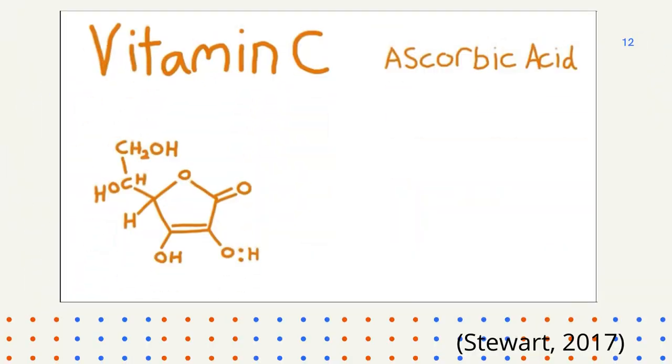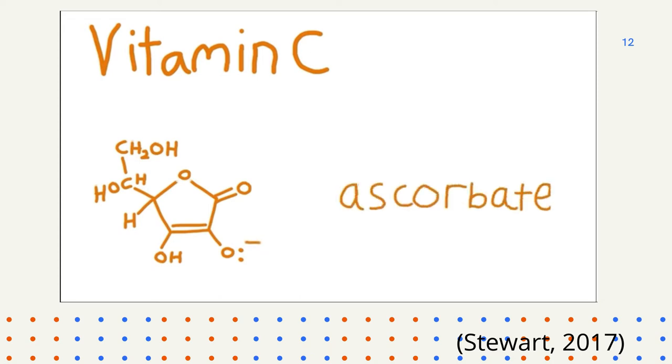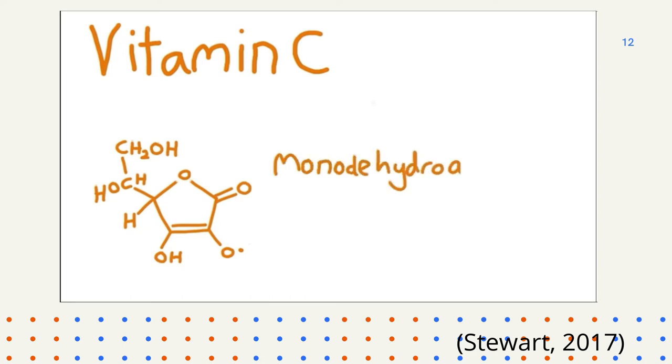Vitamin C is an acid, because one of the hydrogen atoms is only loosely bound and can leave the rest of the molecule to bind to water. When the hydrogen departs, it leaves behind the two electrons that it was sharing with the oxygen, so the molecule is now negatively charged. This is now called ascorbate. Most of the function of vitamin C involves it donating one of those two electrons when they're needed. The negatively charged ascorbate loses one of the two electrons, leaving it with an unpaired electron, making it a free radical with no net charge. This is now called monodehydroascorbate.